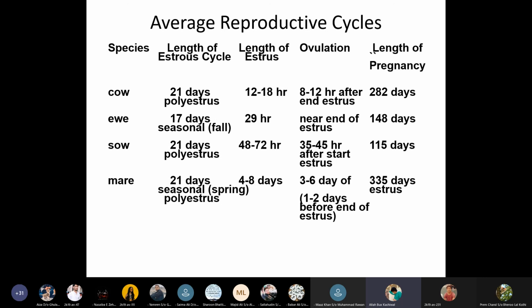The length of estrus is 12 to 18 hours in the cow, 29 hours in the ewe, 48 to 72 hours in the sow, and 4 to 8 days in the mare. Ovulation takes place 8 to 12 hours after the start of estrus, near the end of estrus, and in the mare 3 to 6 days. The gestation period in the cow is 282 days, the ewe 148 days, the sow 115 days, and the mare 335 days.